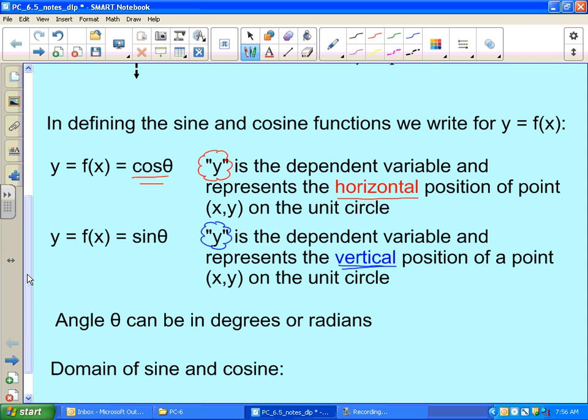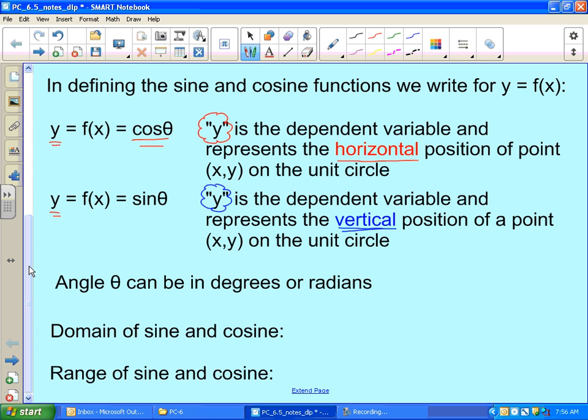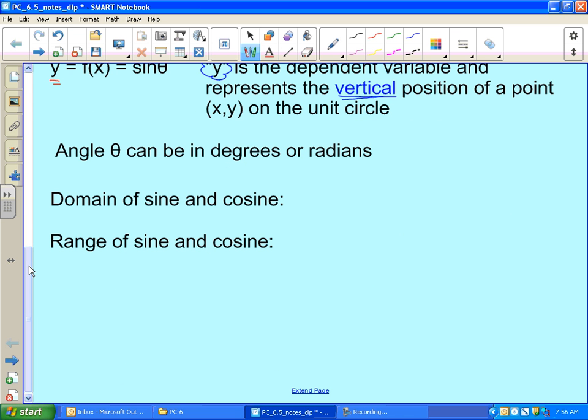And it looks a little weird in this notation, because you'll notice the function notation, both of them use y equals cosine theta, y equals sine theta. But remember, what y represents for the cosine function is this x distance from the center of the circle. A little bit confusing there at the beginning. But once we start to look at the graphs, it becomes a little clearer.